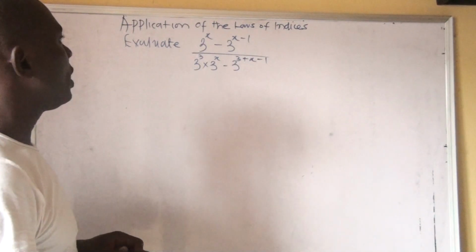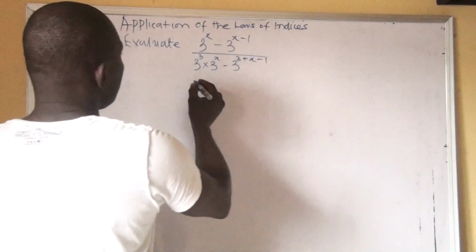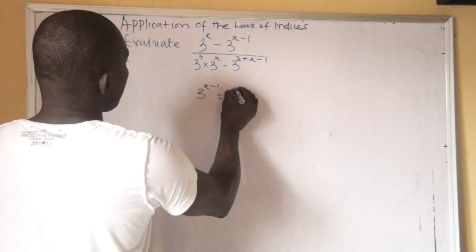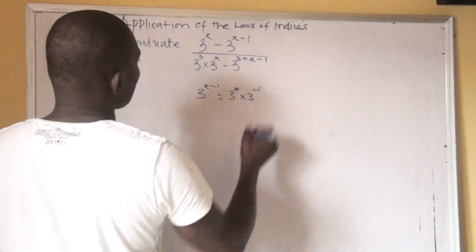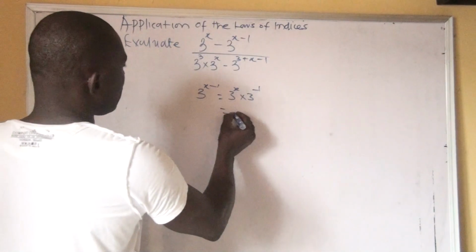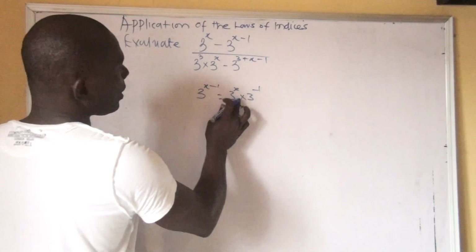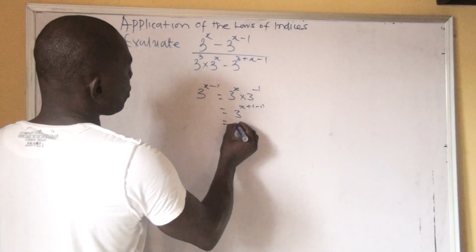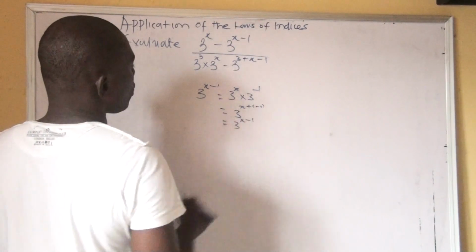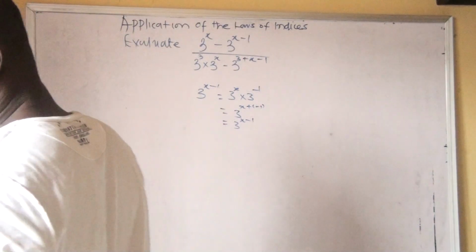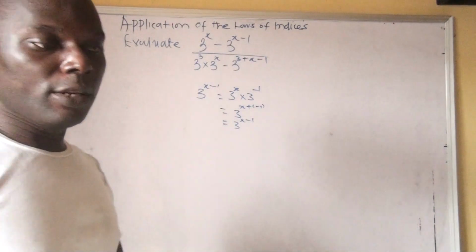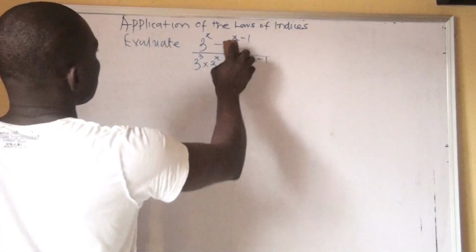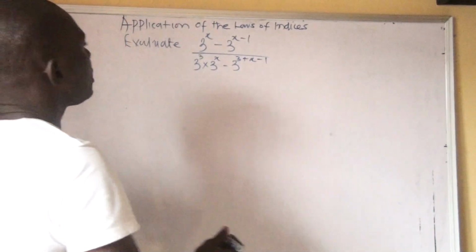Here, this 3 raised to power x minus 1 is the same thing as 3 raised to power x times 3 raised to power minus 1. Because the bases are the same, we add the powers: x plus minus 1, plus and minus gives minus, so it is 3 raised to power x minus 1. So that is what we have at the numerator.